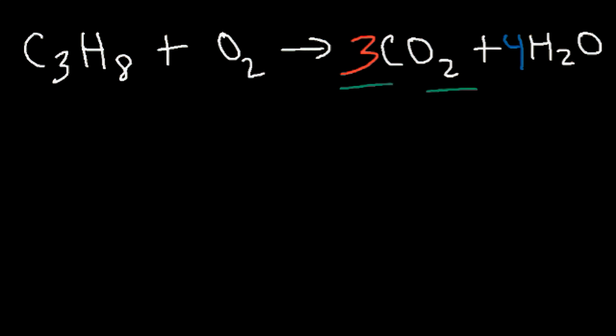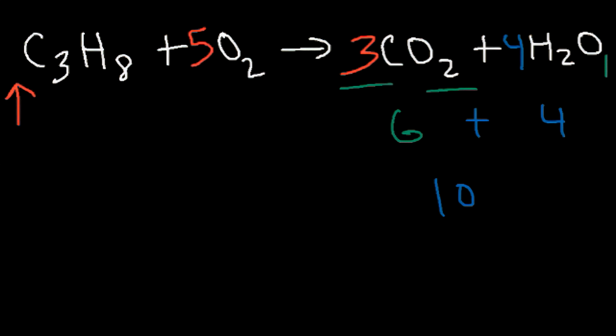So 3 times 2 is 6, so we have 6 oxygen atoms in the 3 CO2 molecules. 4 times this invisible 1 is 4, so we have 4 oxygen atoms in the 4 water molecules. 6 and 4 is 10, so we have a total of 10 oxygen atoms on the right side. So what number do we need to put in front of O2 to balance it? Well, 10 divided by the subscript 2 is 5, so we need a 5 in front of O2.